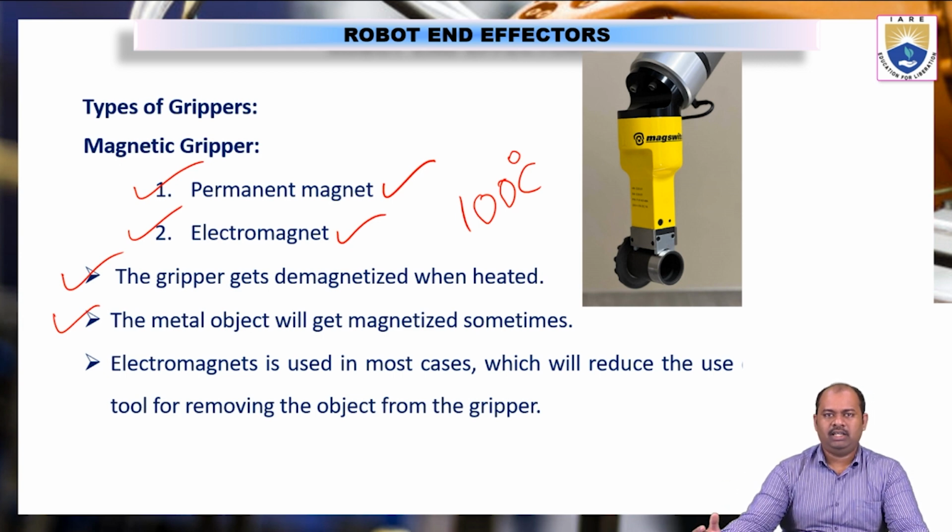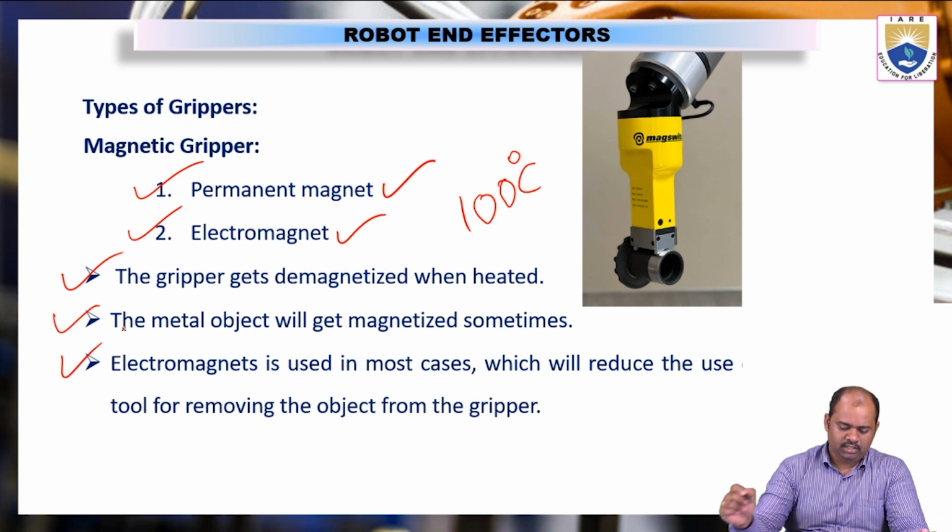And then the second point is that the metal object will sometimes get magnetized. When we are attaching the magnetic element to the magnetic gripper, like I have an iron object and I am holding it with the help of a magnetic gripper which has magnetism, this magnetism is induced into the iron object. So what happens? After removing the object from the gripper, the iron object will still have some amount of magnetization induced in it. So this is one disadvantage of using magnetic grippers. The objects will still be magnetized even after removing them from the magnetic gripper.